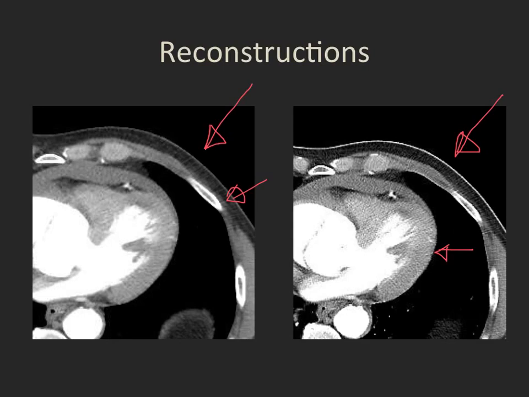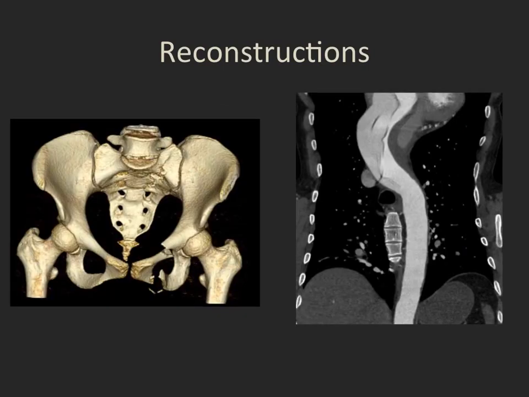On the left here we have a 3D reconstruction of the pelvis in a patient who has multiple complex pelvic fractures. This image can be rotated and manipulated in various different ways for the orthopedic surgeon to be able to work out what type of surgery they wish to perform.